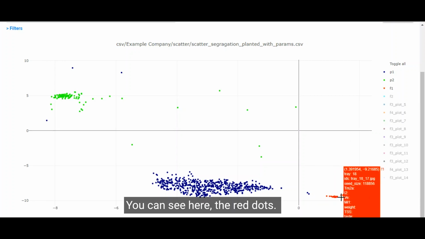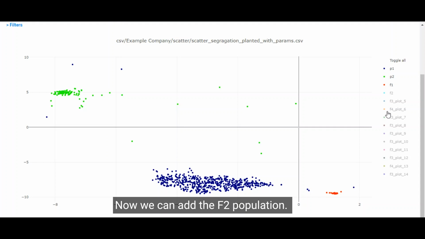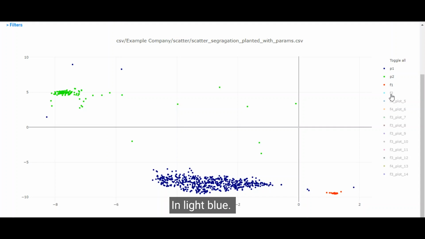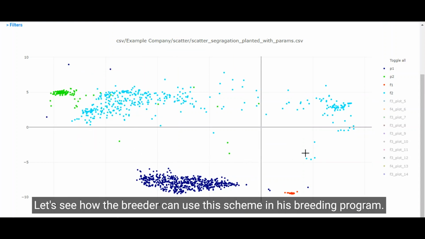You can see here the red dots. As you'd expect, F1 is highly uniform with low variation. Now we can add the F2 population in light blue. As expected for F2 populations, it has the highest variation. Let's see how the breeder can use this scheme in his breeding program.